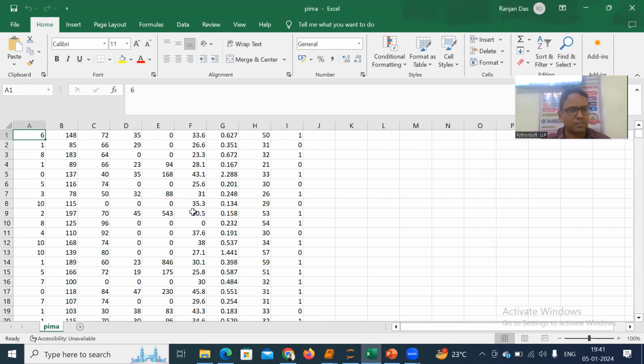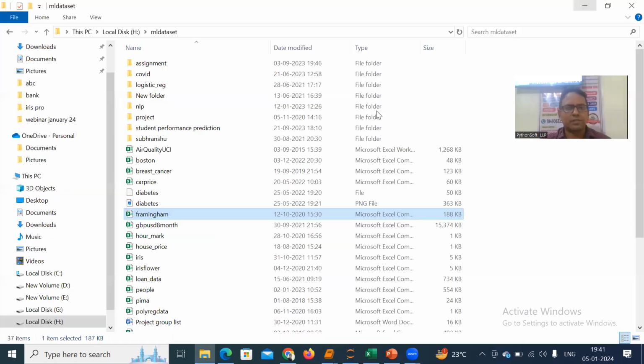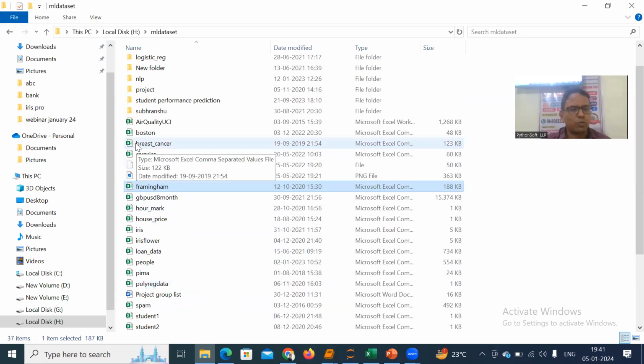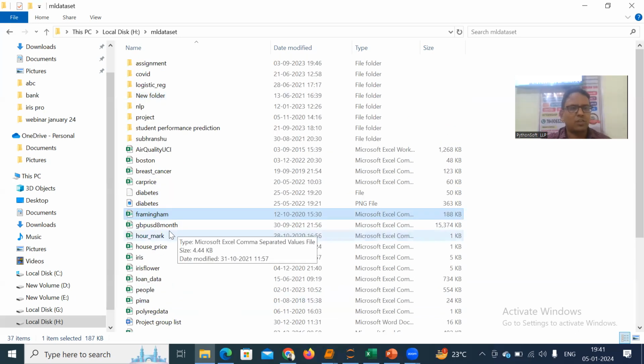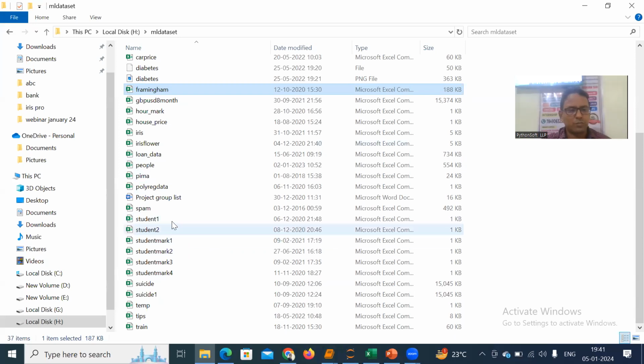This is one data set, this is another data set you can see. Let me see another data set. The data set may contain some impurities. Those impurities are removed by the data scientist, and the data scientist's job is to extract useful features.